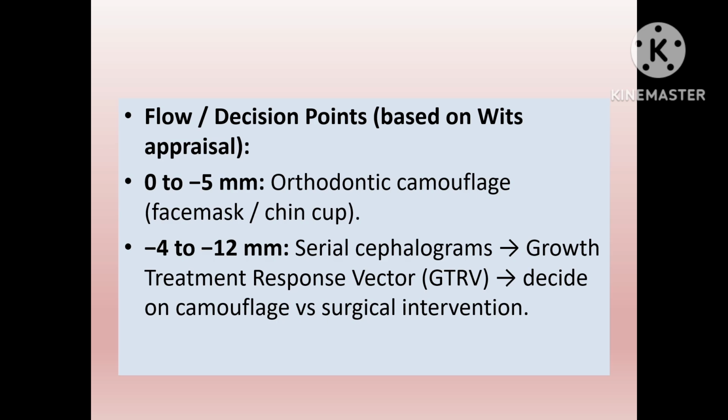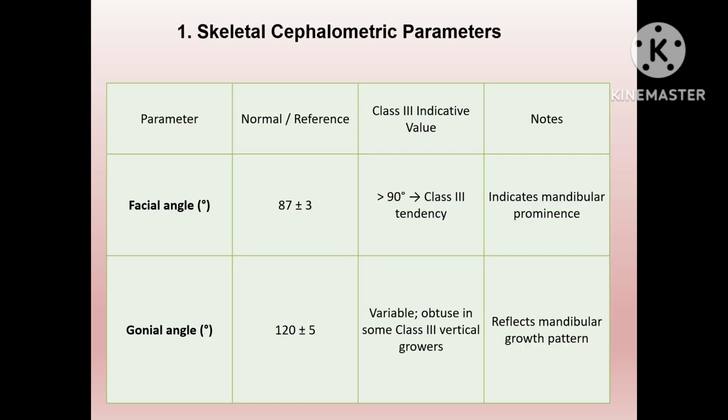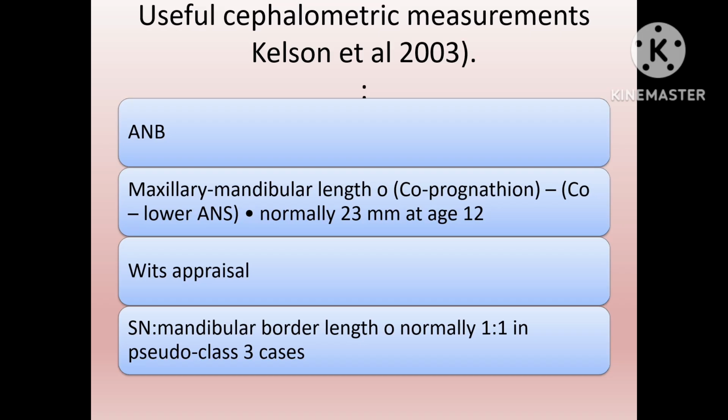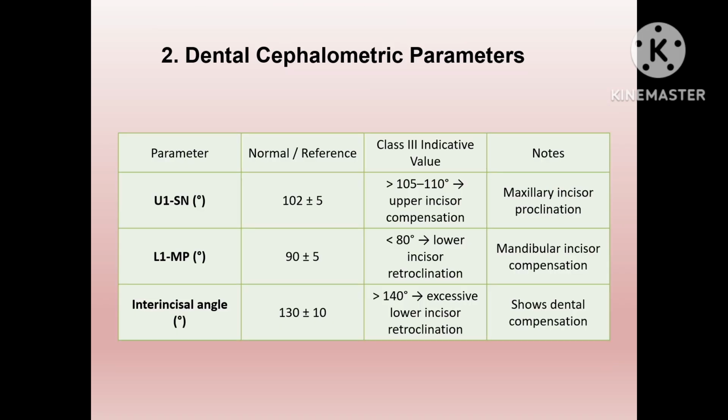Parameters like facial angle show the mandibular prominence. The gonial angle reflects the mandibular growth pattern. The y-axis indicates horizontal or vertical growth, and lower anterior facial height shows the vertical proportions. These measurements help to predict whether camouflage or surgical treatment is needed.